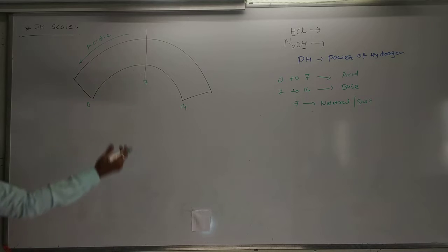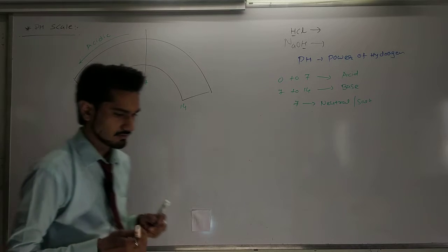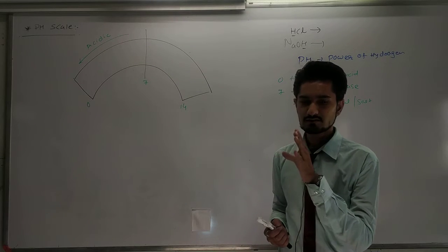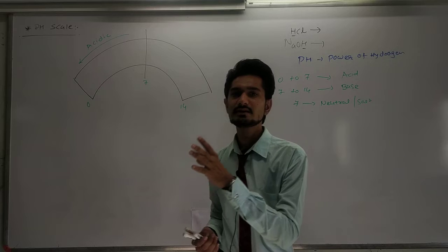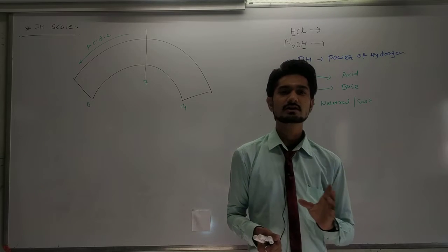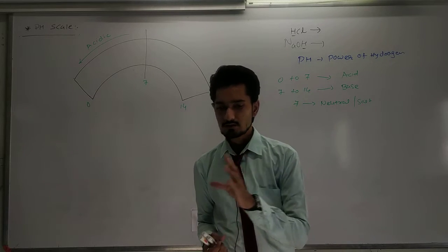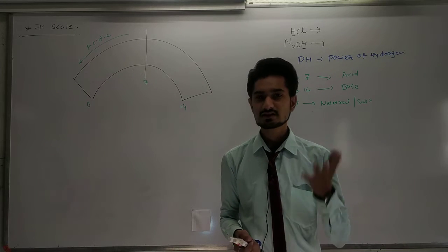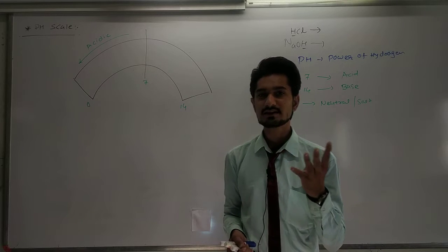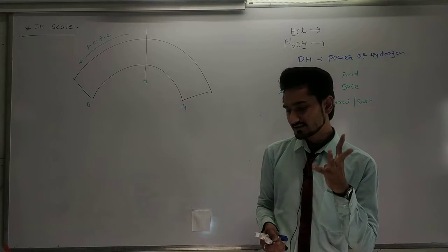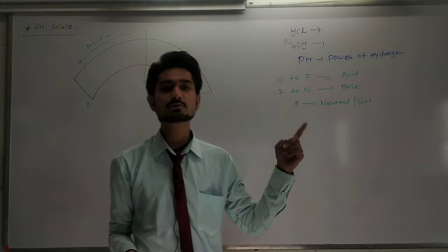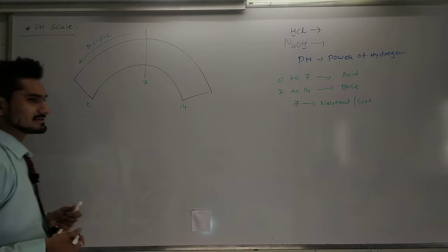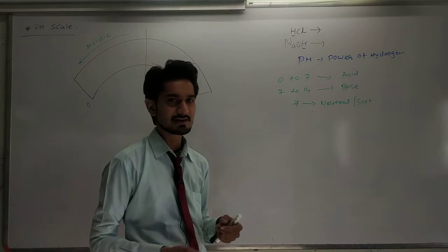Suppose you have checked two substances: for one substance the value is 6 and for another the value comes to 4. So which substance contains more acid? We can say that the pH value of 4 contains more acid as compared to 6. In acid, we have seen which type of ion is generally present.